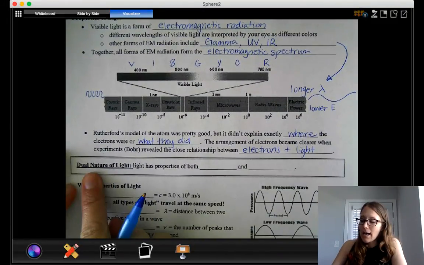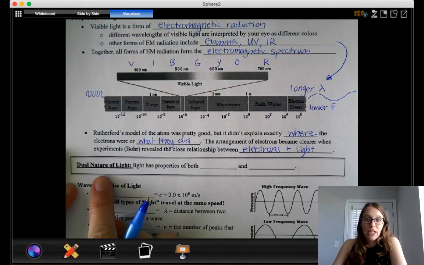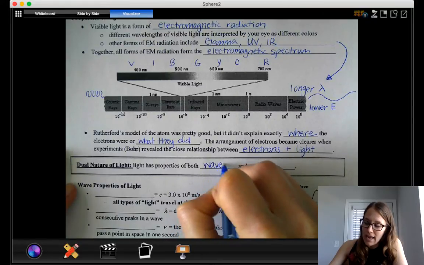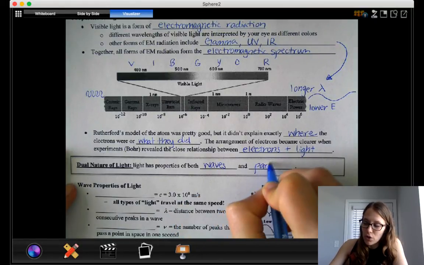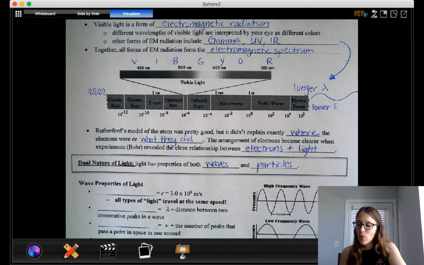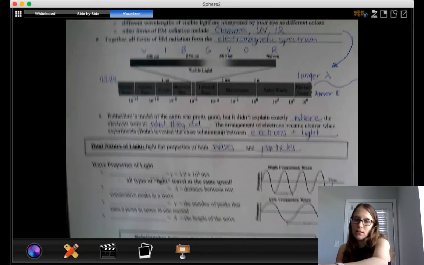Okay. Something else that scientists were working on around this time is the dual nature of light. So light has properties of both waves and particles. So in order to better understand electrons, scientists had to better understand light as well. Okay, a couple of properties of light.